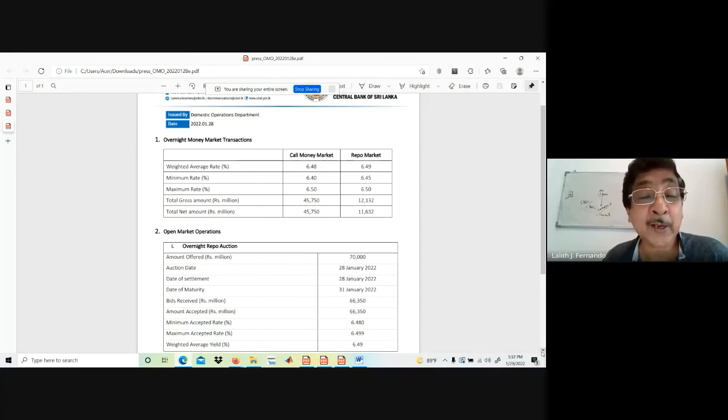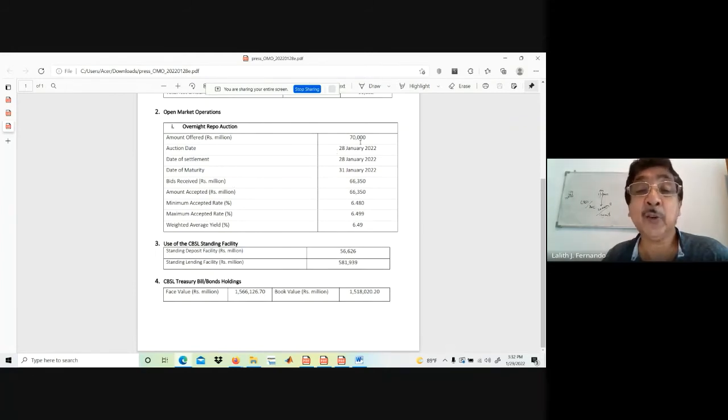Then you can just look at open market operations. 70 billion offered under open market. Auction is 28 January, that is the date. Date of maturity is 31 January. So it's only for 3 days they did it. Bids received: 66 billion worth of bids received. The same amount been accepted. Minimum rate is 6.48. Maximum rate is 6.499. That is almost 6.5, is it? So this is another development you can see. Still, under open market operations also, it had not gone beyond the standing lending facility rate. It is just below that. So that's another, I think it's a plus point for central bank.